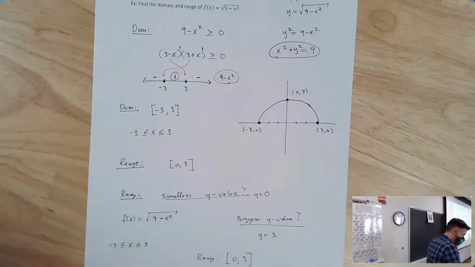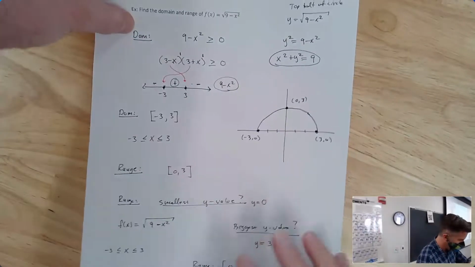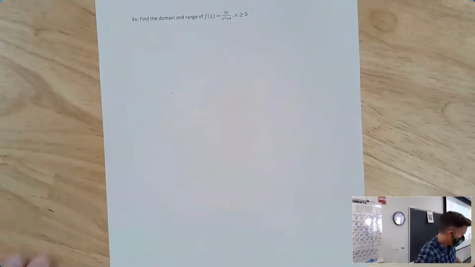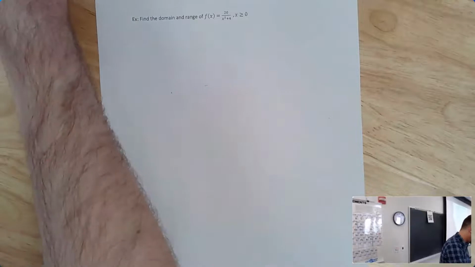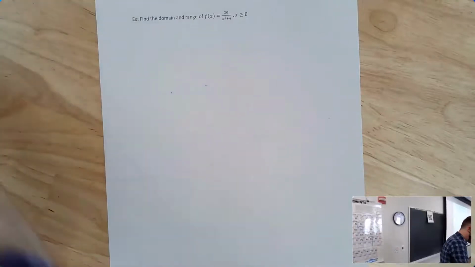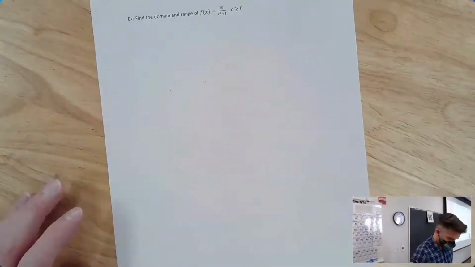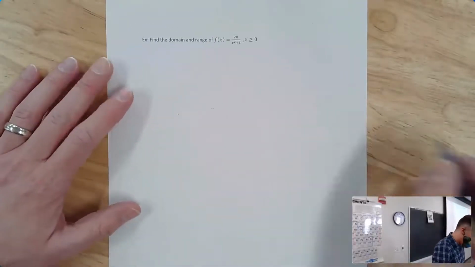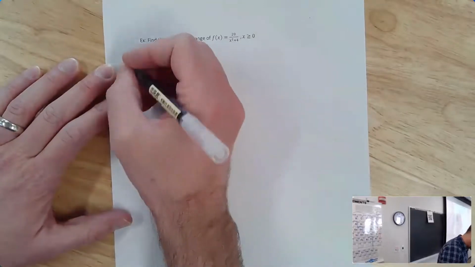Okay, let's look at one more example. There's definitely a homework question like this next example. It's a little funky. And I'm going to talk about it in two different ways. Domain and range. Start with the domain. So I've got 20 over x squared plus 4.